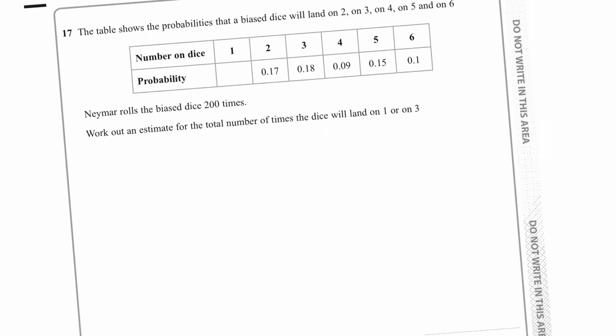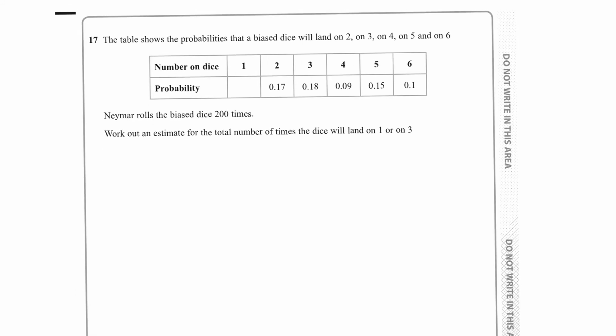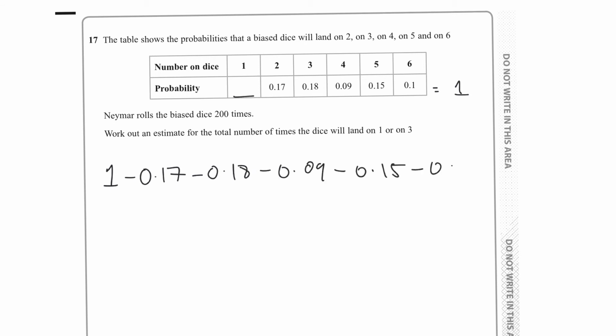Okay, having a look at question 17. So probability, a biased dice is rolled 200 times. This question was actually on the higher paper as well. You want to work out the number of times the dice will land on 1 or 3. So total probability adds up to 1. To work out the probability of rolling a 1, because we don't know that yet, you need to do 1 minus all the probabilities that are there at the moment. Using your calculator, that should give you an answer of 0.31.